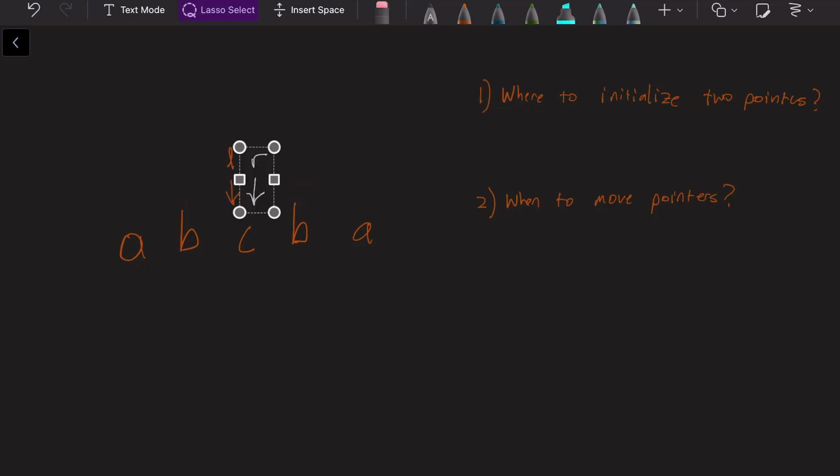And then we hit our stopping condition, right? All the characters were equal. For example, here left is C, right is C. So we know that this entire string reads the same forwards and backwards. So this is a valid palindrome.